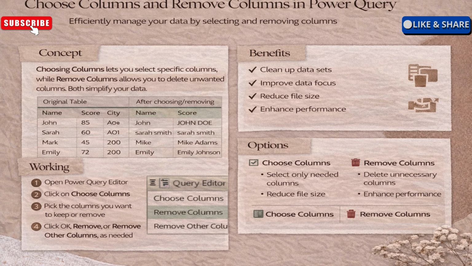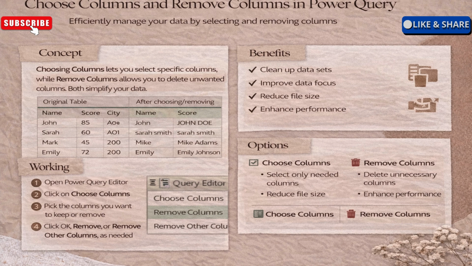Sounds useful. How do you do it? Go to Power Query Editor, select the columns, then click on Choose Columns to keep selected ones, or click on Remove Columns to delete unwanted ones. Is there any other option? Yes, we can also use Remove Other Columns to keep only selected columns and remove everything else automatically.